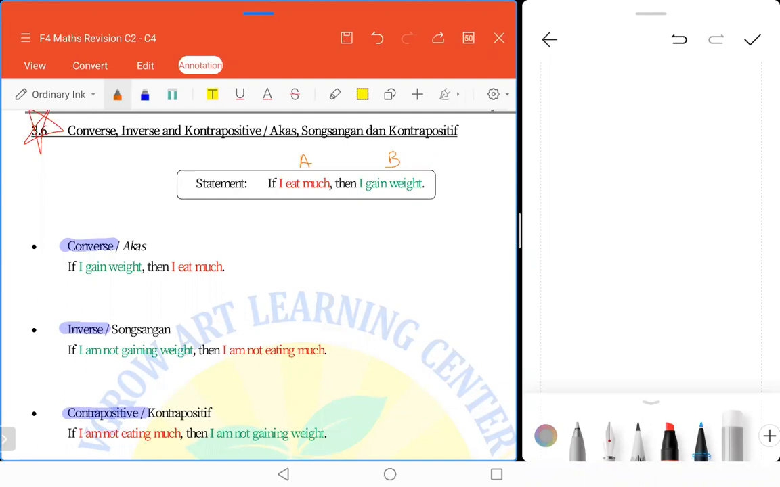So you can write yourself. So this one, the statement is if P, then Q. For the converse, you just bring Q to the front, then P to the back.